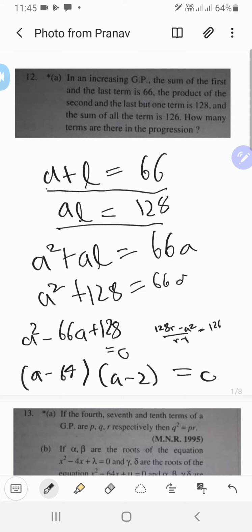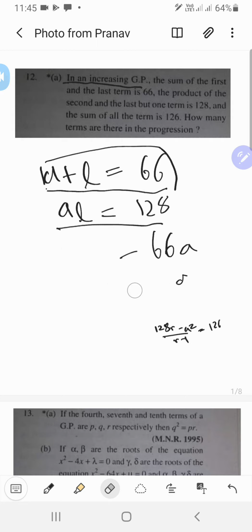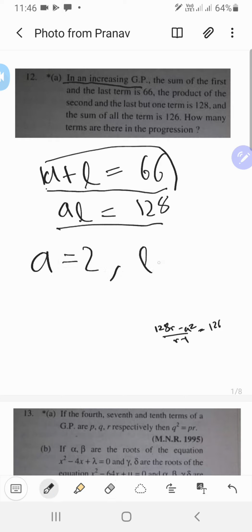Now here we are given that the GP is increasing. Putting the value of A as 64, you will get the value of L from this equation as 2, which is not correct because this is supposed to be an increasing GP. In that case the last term should be bigger than the first term. So only A equals 2 is the correct statement. So A is equal to 2 and L equals 64. Now we are almost done. So A equals 2, L equals 64.